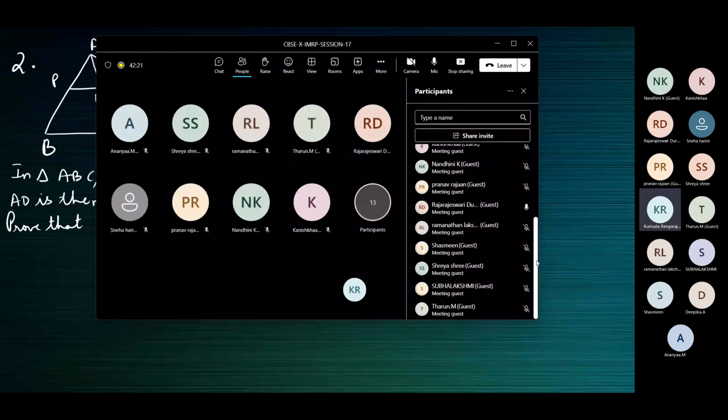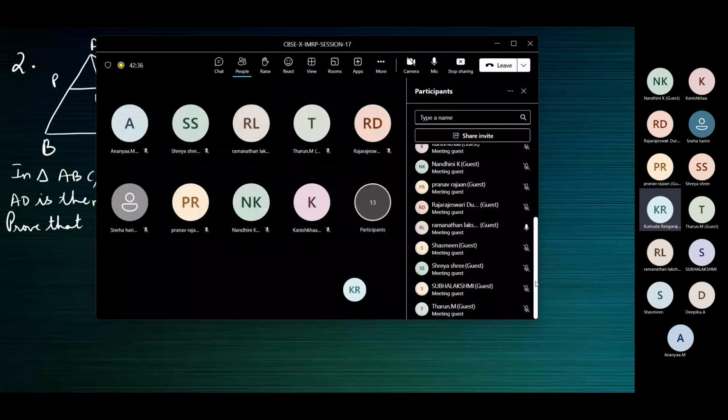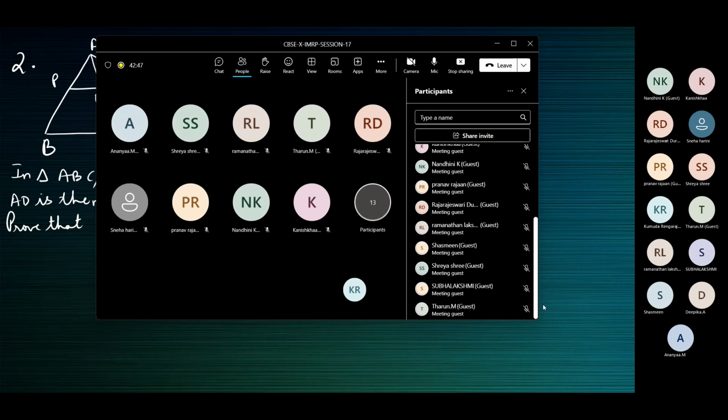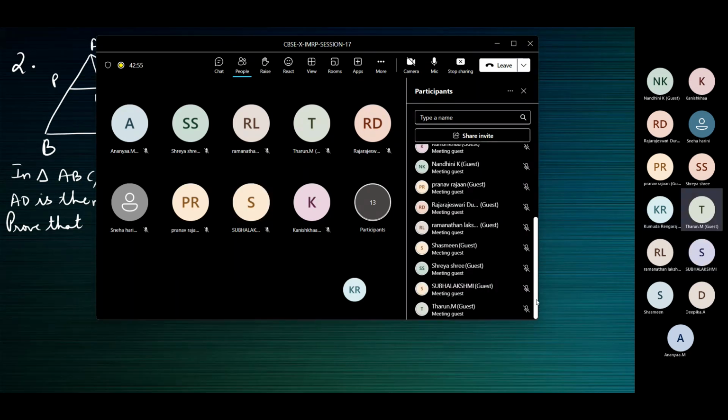So Ananya and Rajeshwari, you'll try BPT. If it's not working, you will proceed with similar triangles because we have no other choice, right? Yes, ma'am. Very nice. Okay, fine. Ram: BPT, ma'am. Shreya Shri: BPT. Lakshmi: similar triangles. Okay, Tarun: BPT, ma'am. All right, fine.